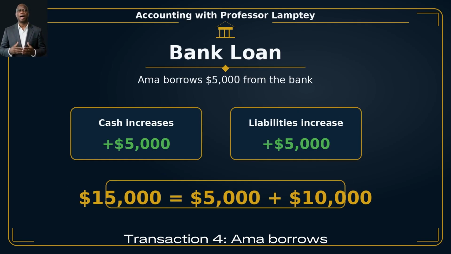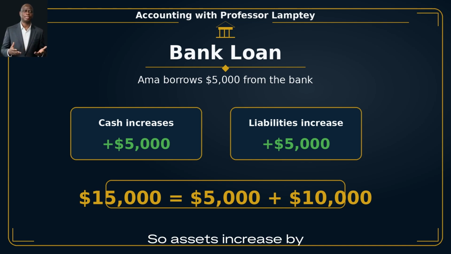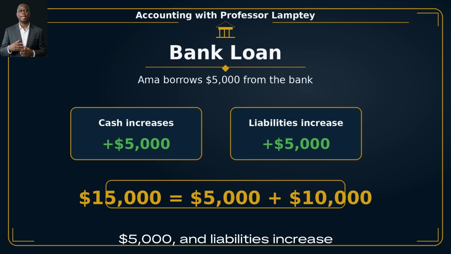Transaction 4. Amma borrows $5,000 from the bank. What happens? The bank deposits $5,000 cash into the business account. Cash increases by $5,000. Cash is an asset. But the business now owes the bank $5,000. That is a liability. So assets increase by $5,000 and liabilities increase by $5,000.